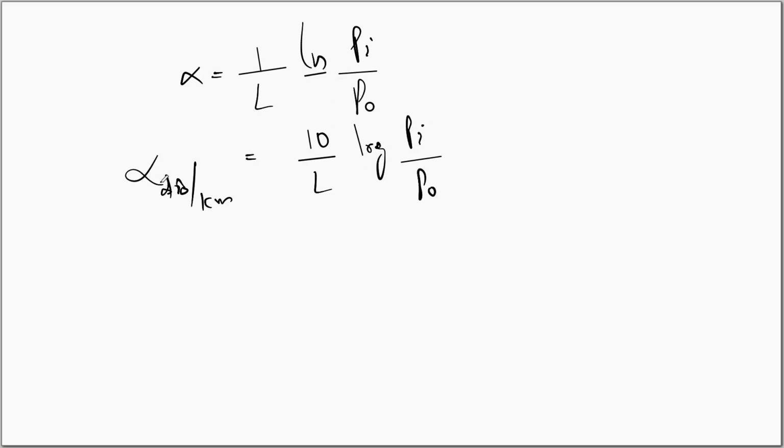The attenuation in an optical fiber can be expressed in terms of dB per kilometer as 10 over L log Pi upon P0, where Pi is the power at the input end and P0 is the power delivered at the output end. If P0 is equal to Pi, which means the optical power measured at the output end is equal to the optical power at the input end or at the launch end, under such conditions, alpha will be equal to 0, which implies there is no attenuation in the optical fiber, and such an optical fiber does not exist.